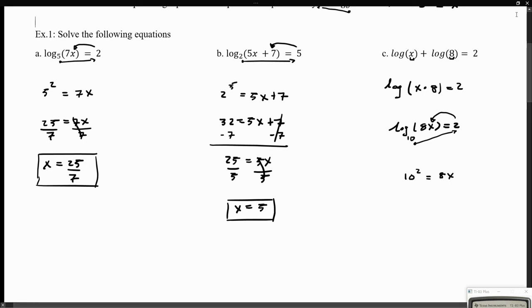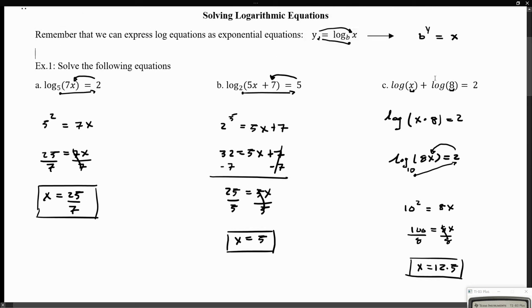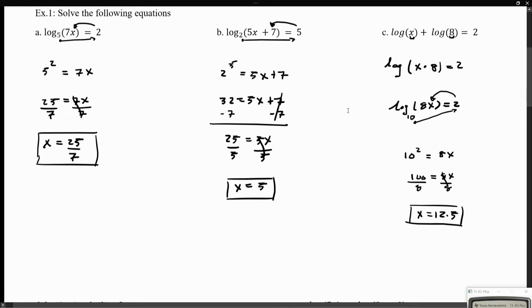And now we just solve this. 10 to the second, that's 100. So 100 equals 8x. Let me divide both sides by 8. So now I know that x is equivalent to 12.5. So that's another idea to keep in mind. Even though we have multiple logs, we can still use the properties of logs. But our objective is to first try to see if we can just rewrite the expressions using just one single log. In other words, can we condense the logarithmic equation?